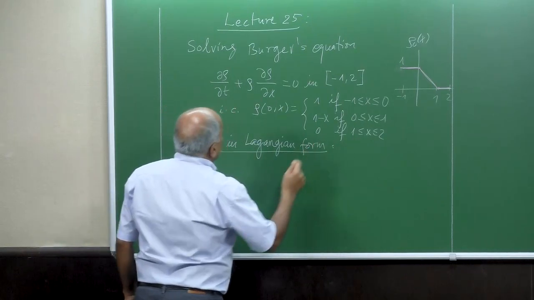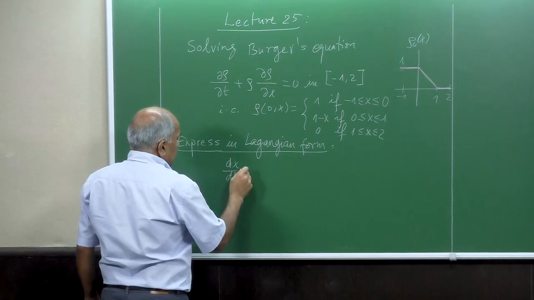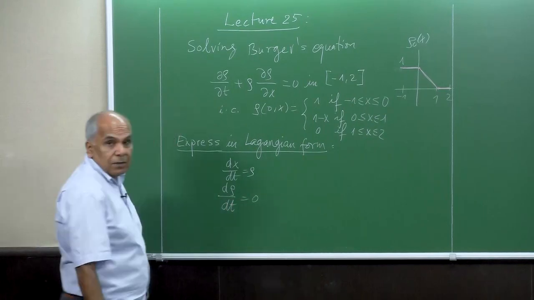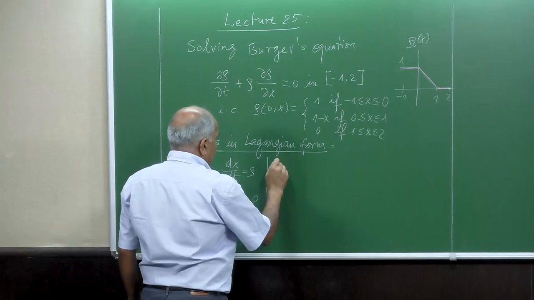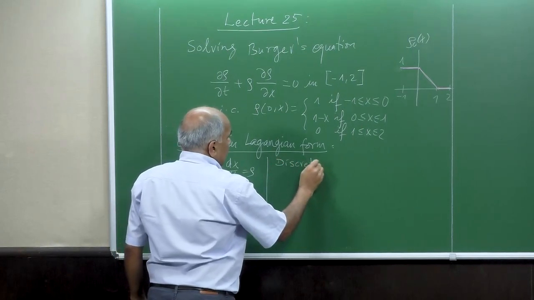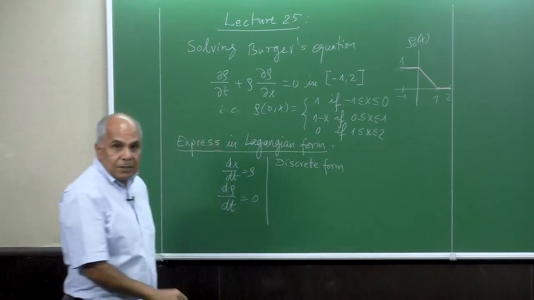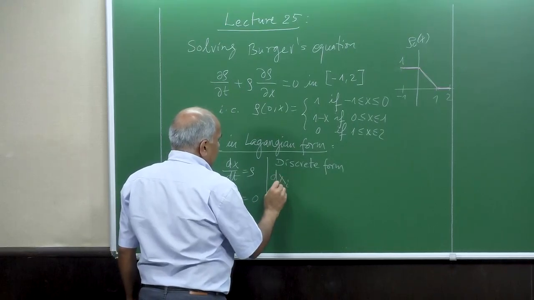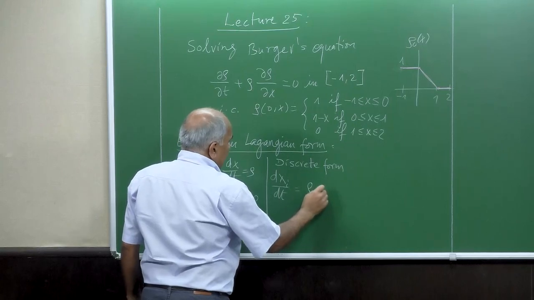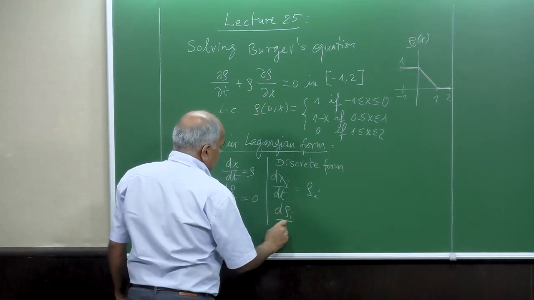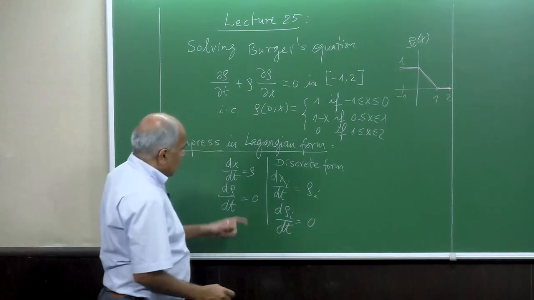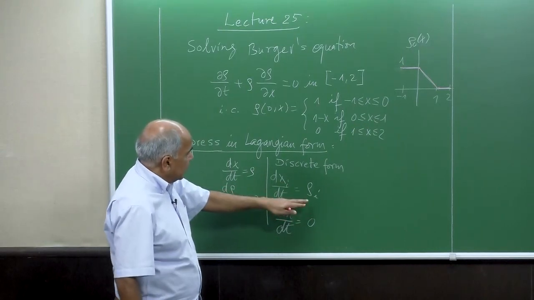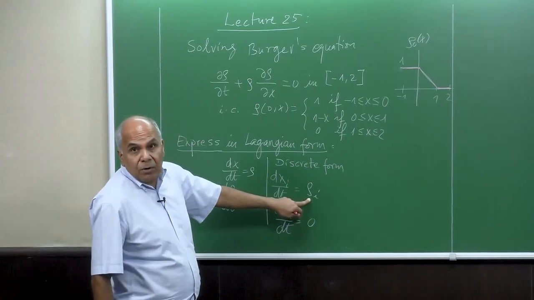in Lagrangian form. So here we get dx by dt is equal to rho, and d rho by dt is equal to 0. In discrete form, it is just like a repetition of the linear advection equation: dxi by dt is equal to rho of I, d rho I by dt is equal to 0. In the linear advection case we had the constant A, but here it is a function of rho I. It moves with every discrete value of rho.